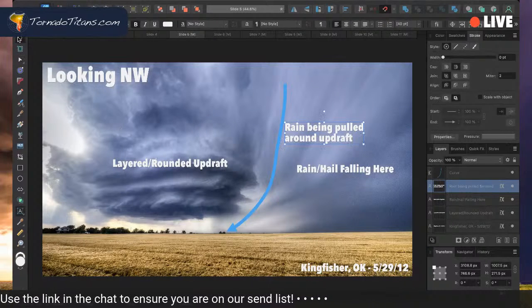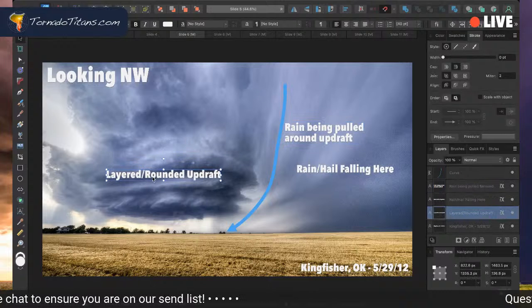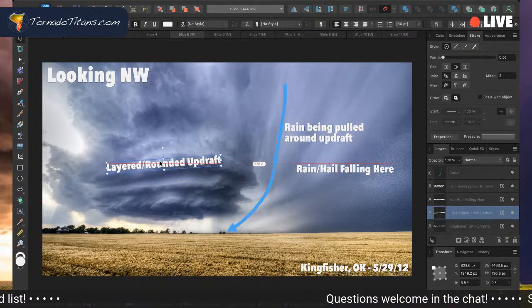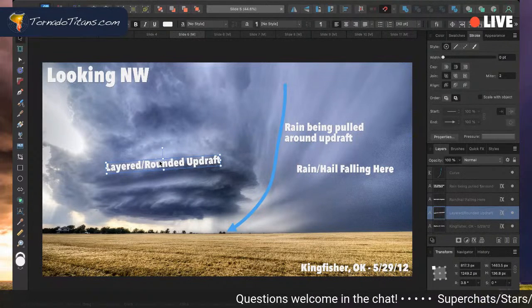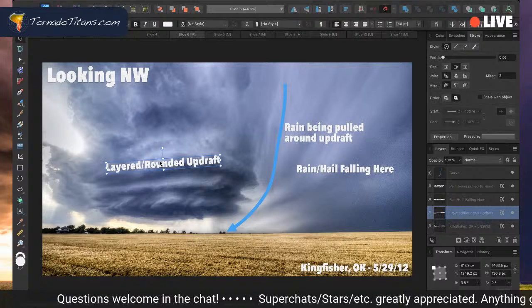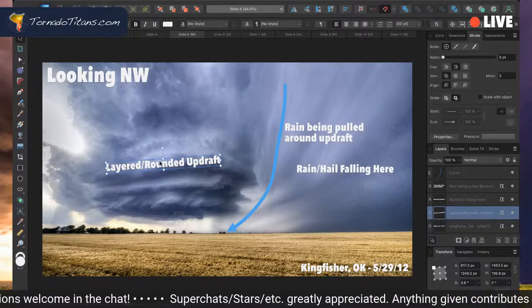Whenever you see a layered and rounded updraft like this, that's the key for supercells, in my opinion. One of the first things I look for is a rounded updraft. I'm looking for something more round that clearly has that look of rotation. This obviously looks like it.